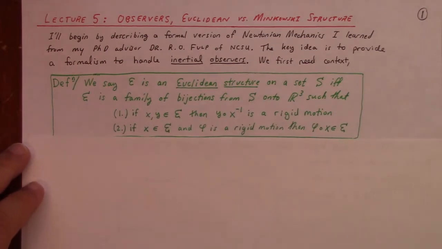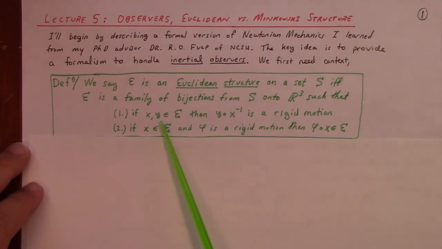So here's the definition to start with. We say E is a Euclidean structure on a set S if and only if E is a family of bijections from S onto R3. The idea here is to think of S as perhaps physical space, and R3 is a mathematical model of that physical space. So if space itself is Euclidean, then there exists a bijection between physical space and mathematical space, at least in principle. And here are the rules we insist on for these bijections.